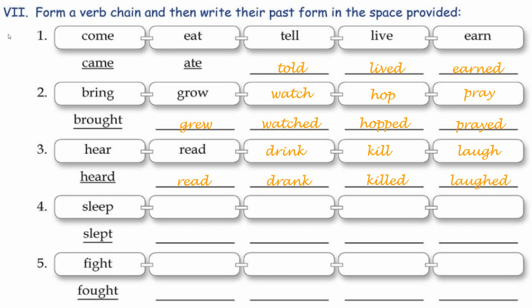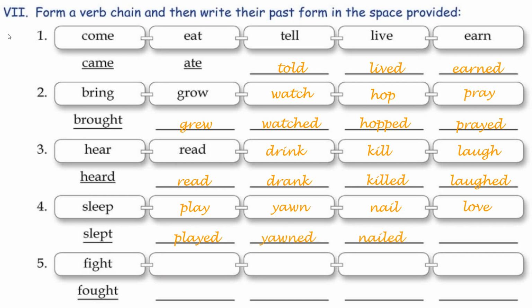Question number 4. Sleep. So with sleep, P is the last letter. So with P we can write play, and children please don't repeat the words. Like with P first I have written pray, and this second time I have written play. So with Y again I have written yawn, then N nail, then L love. Now let's change into past form. Sleep slept, play played, yawn yawned, nail nailed, love loved.